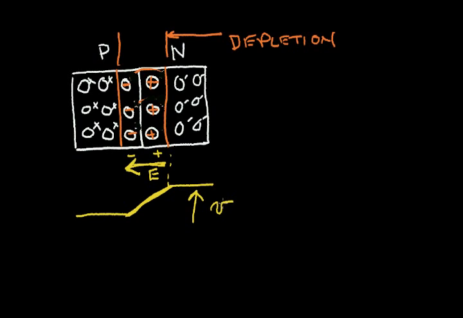Now in part 2 we will talk more about this depletion region and how that forms a junction diode.